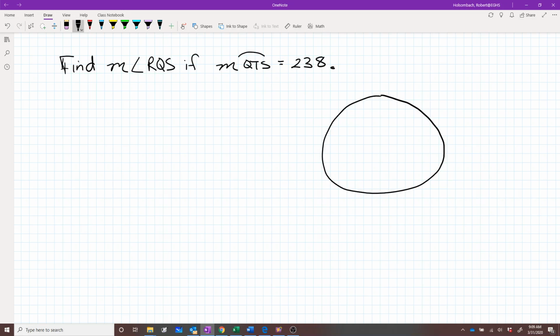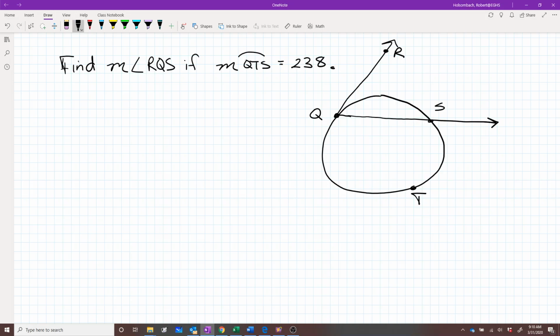Point of tangency is point R right here. No, I'm sorry, point Q. Here's your tangent going through point R, and your secant travels through point S, and point T is on the line right here. So let's apply this given information.